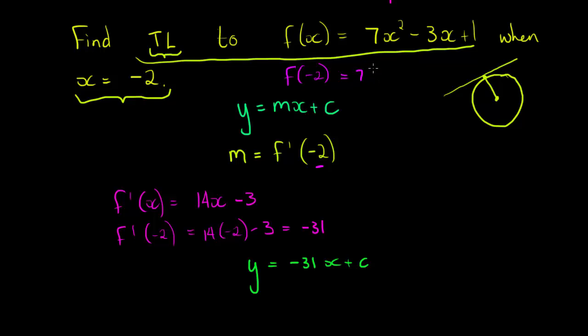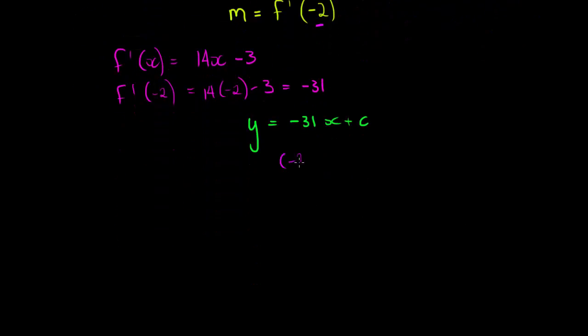Well, let's work it out. It's 7, I'm just going to calculate it quickly. -2 squared is 4. Okay, -3 times -2 is +6. Okay, plus 1. So this is a total of 28. Plus 6 is 34. Plus 1 is 35. Okay, I think so. And this is the y value. So I know that the point on the curve is (-2, 35). So let's substitute that point in here.